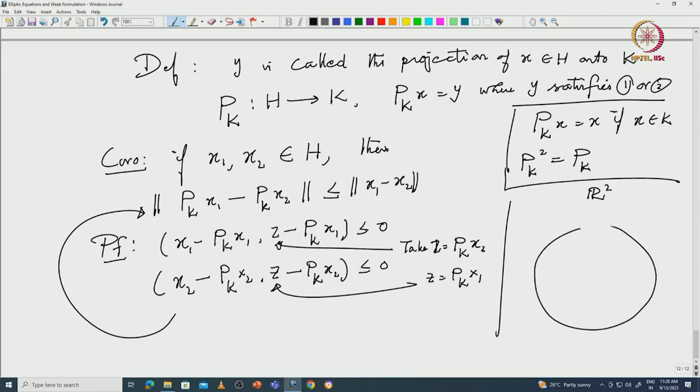If you have a convex set and if you have an x here and if you have a projection here, and this is your y and your z is here, and you have your (x minus y, z minus y) less than or equal to 0. This essentially tells us that this angle is obtuse, okay. You cannot have an acute angle there, okay. So, that is a kind of a geometric discussion about the projection.